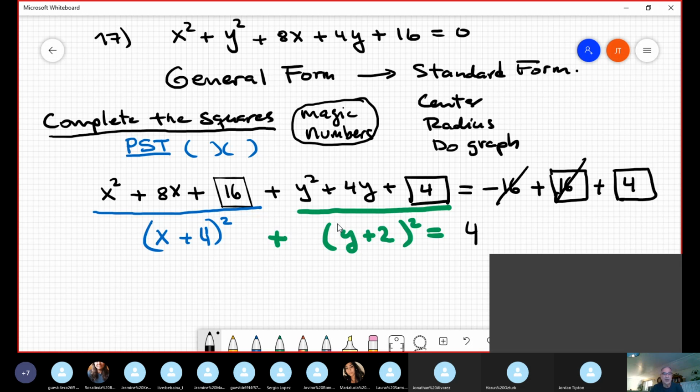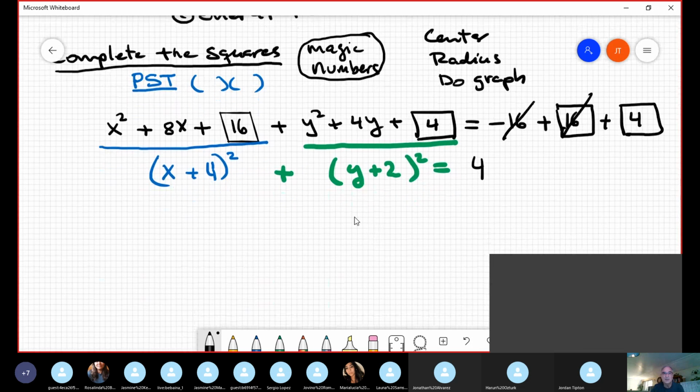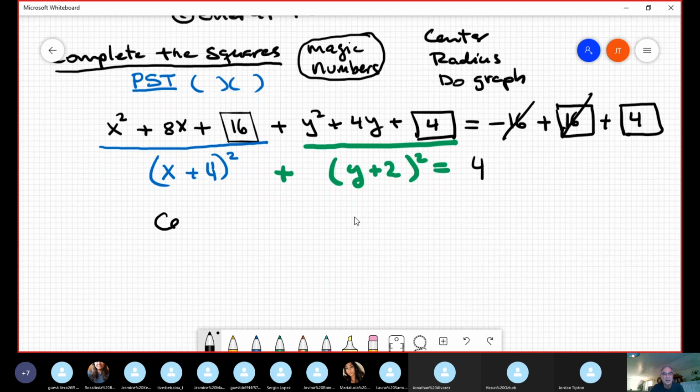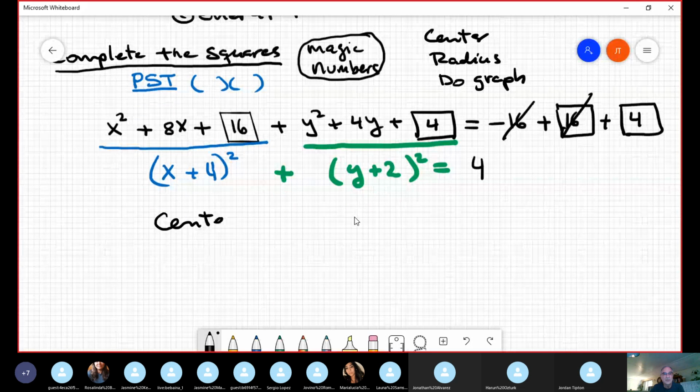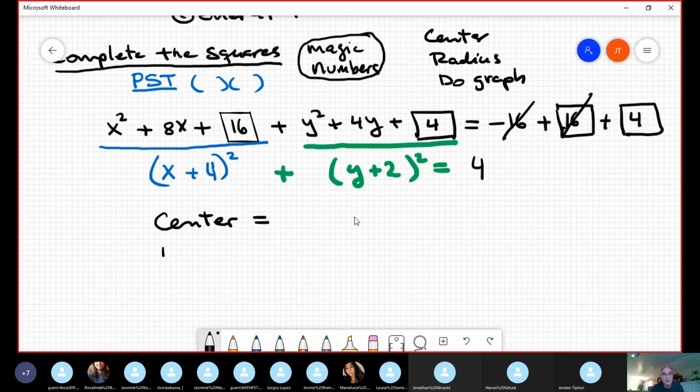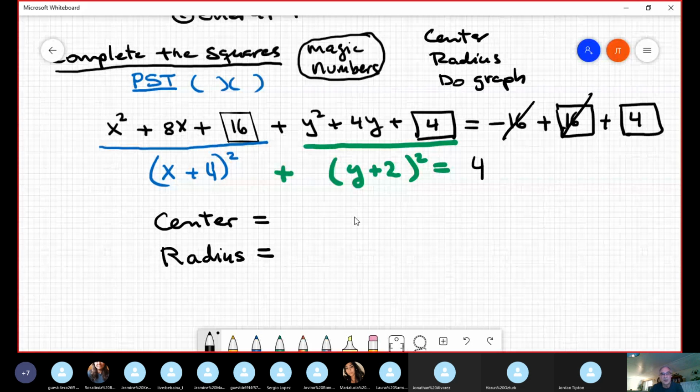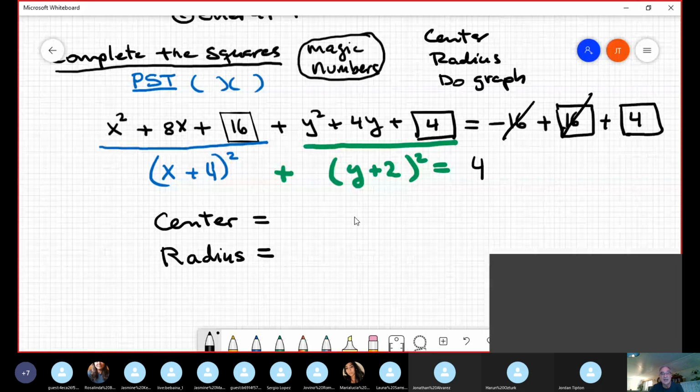Good. Okay. And so my question is, where is the center of this circle located? Center, radius, center. At what point is the center located? Remember the formula for the standard form. Negative, exactly. Negative 4, comma, negative 2.